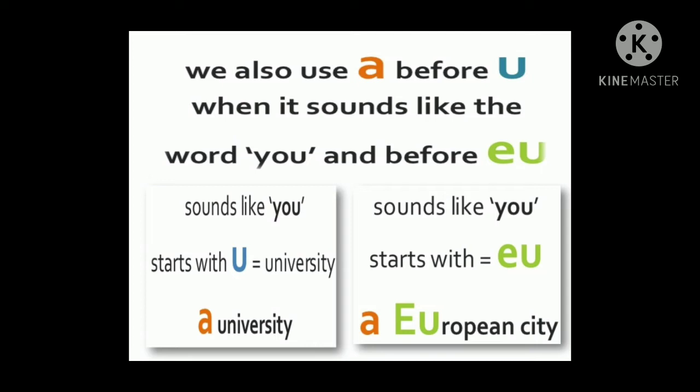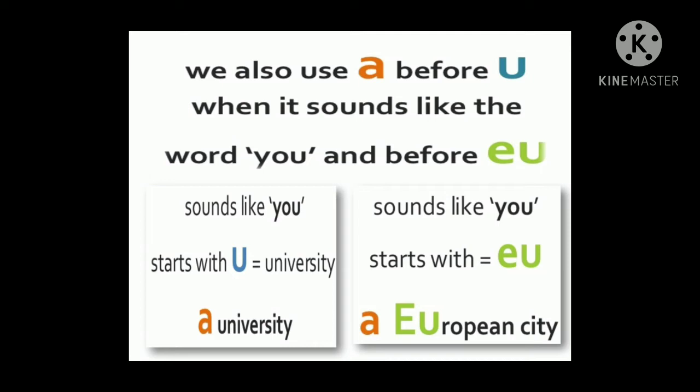Y, and before EU. It sounds like it starts with U, a single letter U, as in university. When you say university, it is U that you hear, and if you split it, it is य plus ऊ की मात्रा, which becomes U. So Y is nothing but Y, and Y is a consonant. That's why we will use a in front of university.